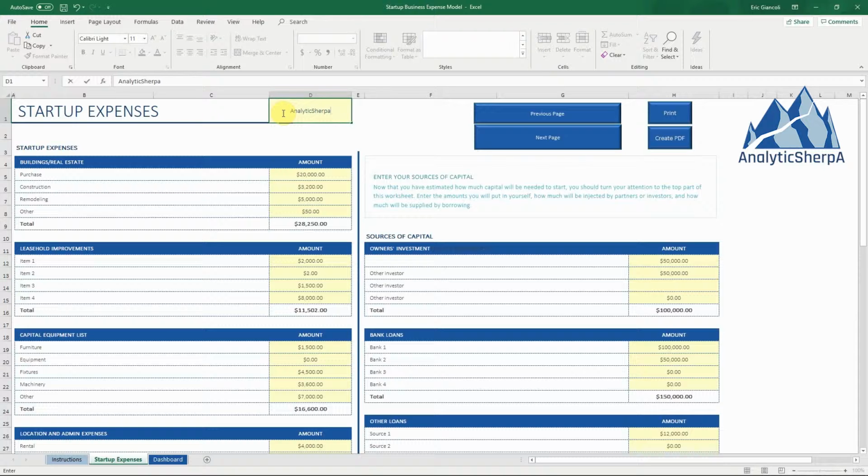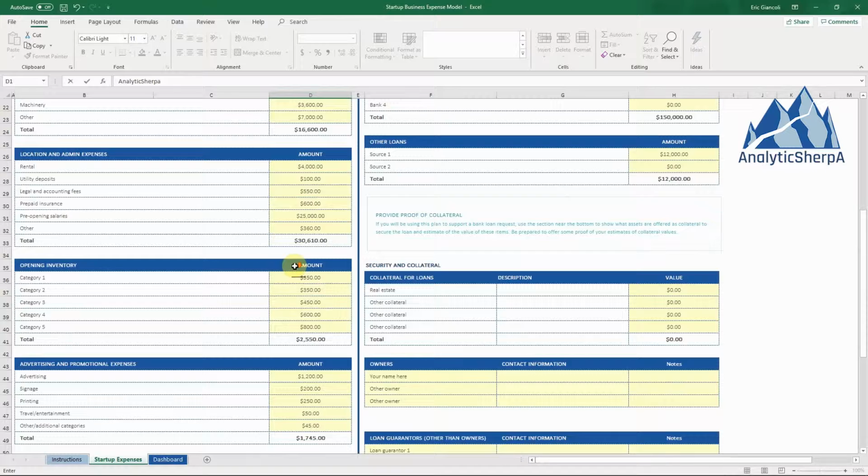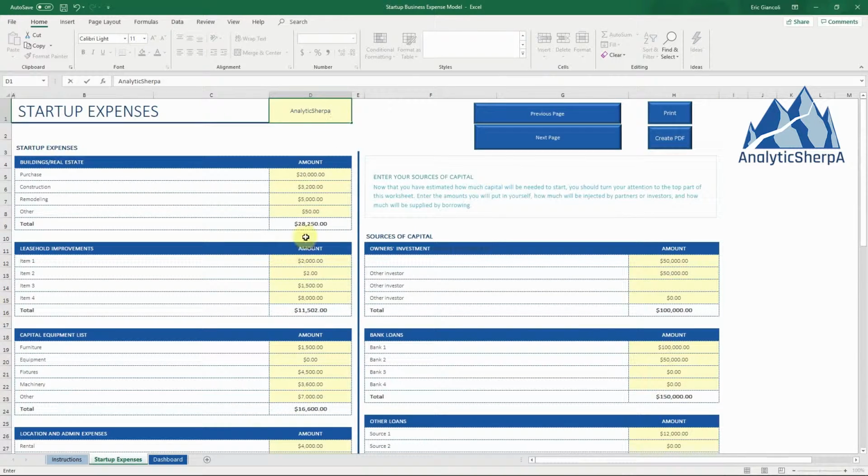AnalyticSherpa, that's us. And these are your startup expenses. And we're really, really proud of this one. This is a really nice, simple calculator for you to get your startup expenses or next level expenses all set up. So let's look at your startup expenses here.